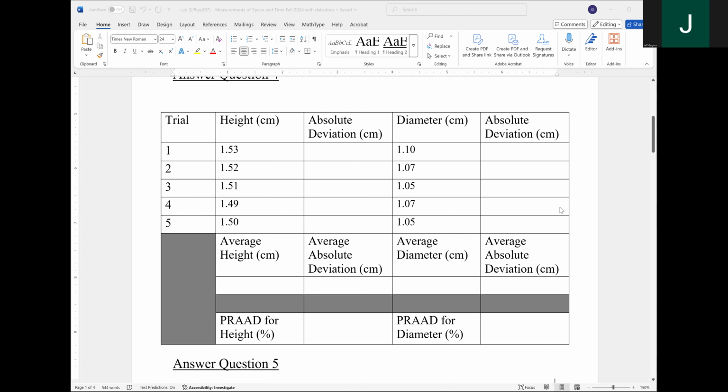this is what we need to do. We need to measure the height of the cylinder 5 times and the diameter 5 times. Again, I'm giving you the data here. Normally you'd have to collect this data on your own. And the instrument that you're going to use is a vernier caliper, but at least let me show you how you would read the vernier caliper.